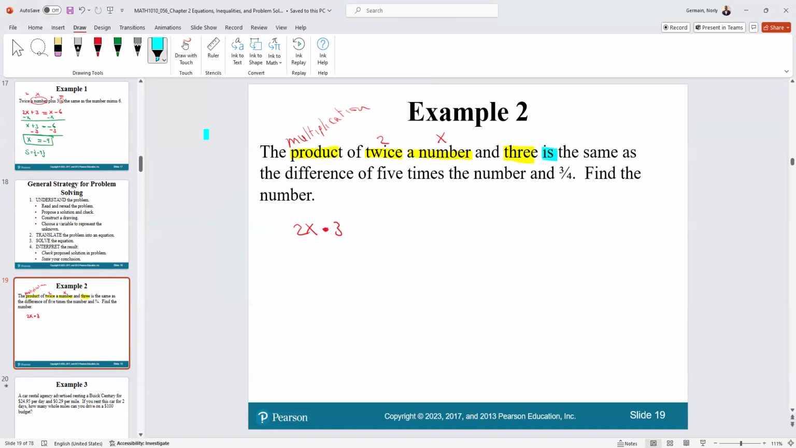Then comes the word is. Once again, is means equal. So remember, this is equal, right? Equal is the same as the difference. What does difference stand for? Remember what difference stands for? Yes, subtraction.